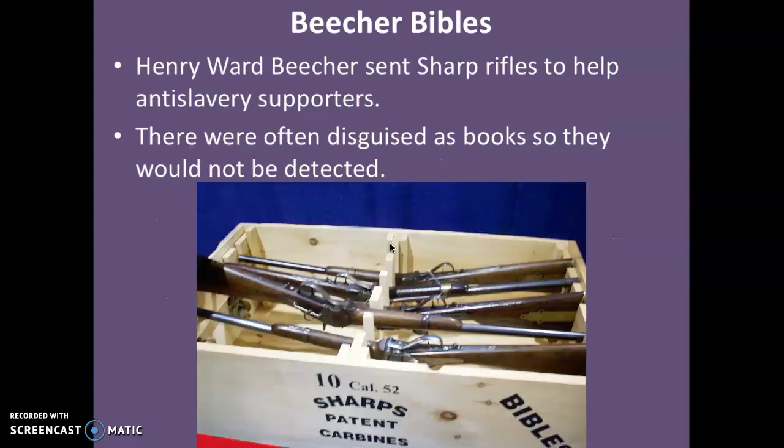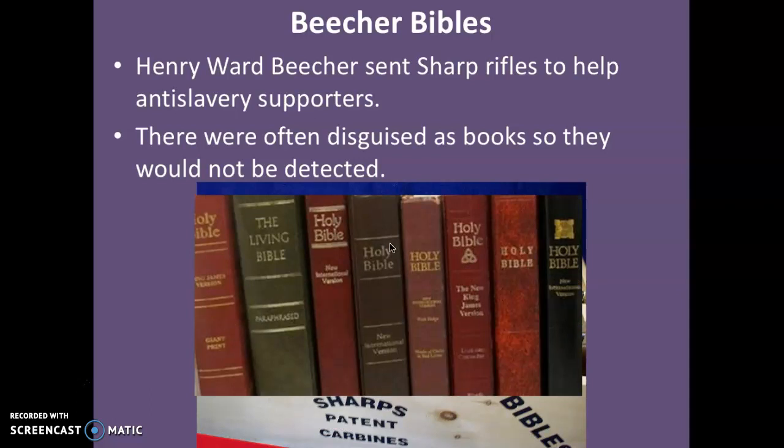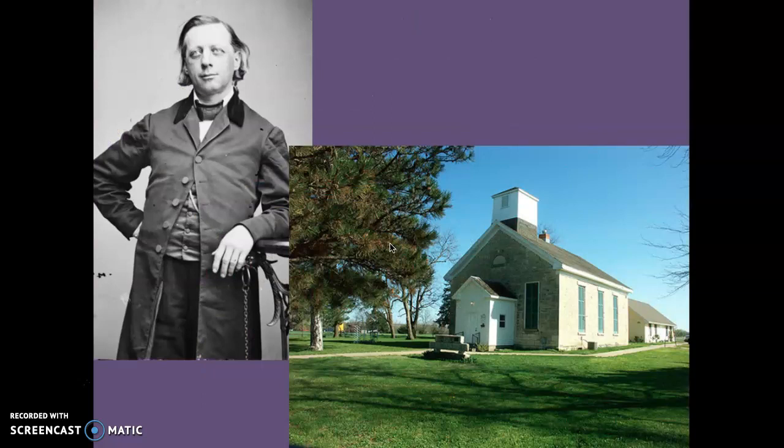Part of their efforts were helped by what was nicknamed the Beecher's Bibles. Henry Ward Beecher, an abolitionist, the brother of Harriet Beecher Stowe, the author of Uncle Tom's Cabin, sent Sharps rifles to help the anti-slavery settlement. They disguised them as books so they wouldn't be detected. And often these boxes of books and Bibles were sent to a church, and so people didn't question it as much. This is the Beecher Bible and Rifle Church, where many of these shipments were sent to and then dispersed out to anti-slavery settlers.